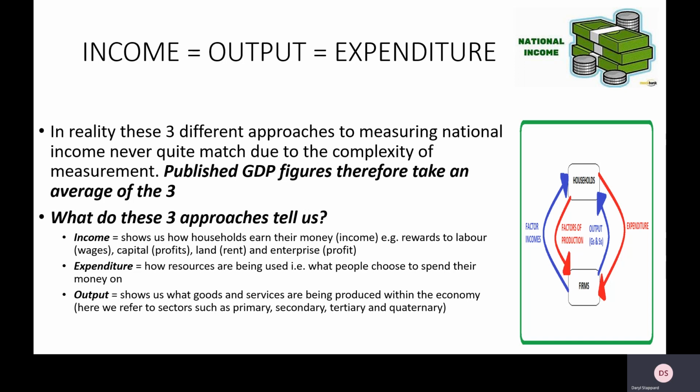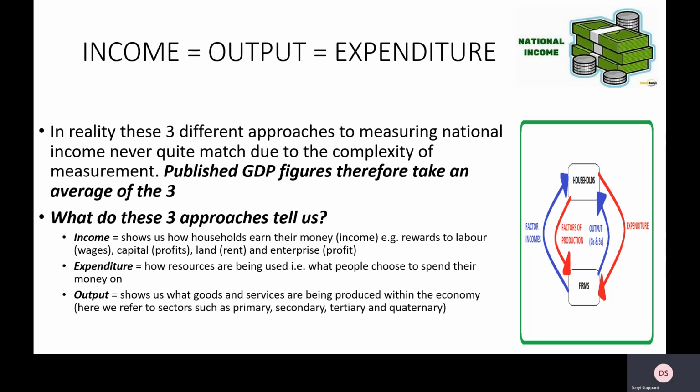Now, when our government publishes GDP performance or national income performance, it will average out these 3 different approaches. So incomes, output and expenditure we'd expect to be roughly the same. So work out what the 3 individual ones are. We take an average of the 3, and this will give us a rough indication of the GDP of our economy.